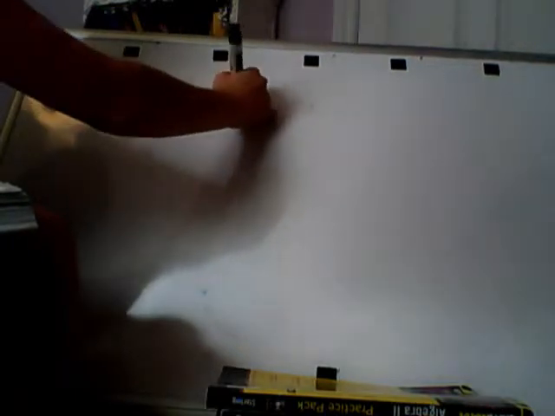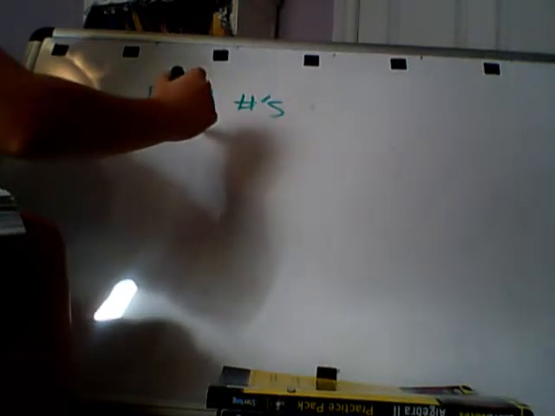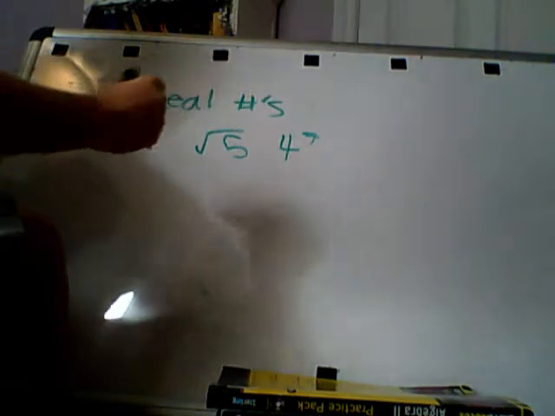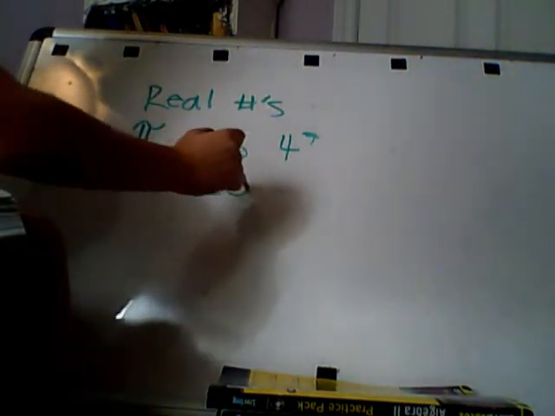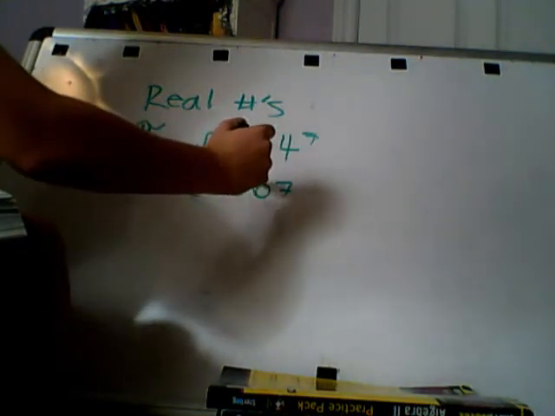We have 2 more fun facts. We have real numbers. Real numbers consist of all rational numbers, integers, whole numbers, natural numbers, and irrational numbers. So, some examples of real numbers. We have pi, square root of 5, 4 to the power 7, negative 0.00067. These are all real numbers.